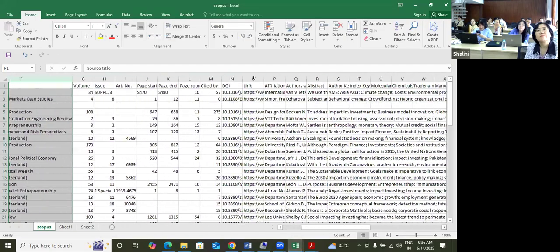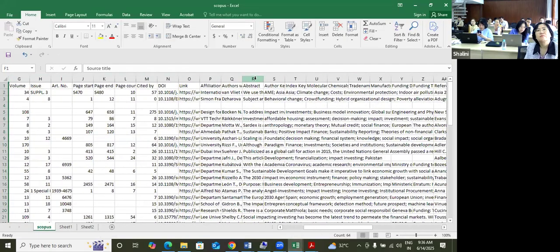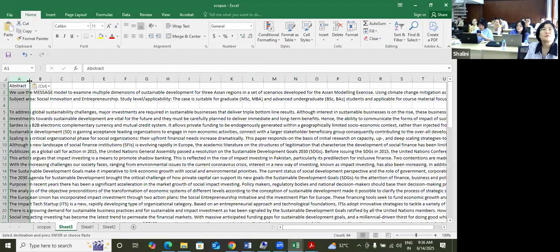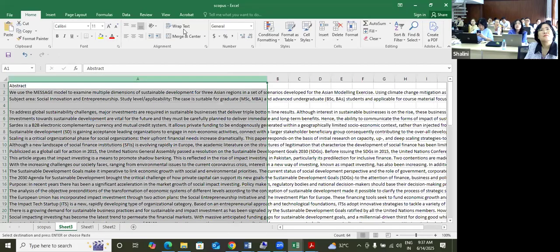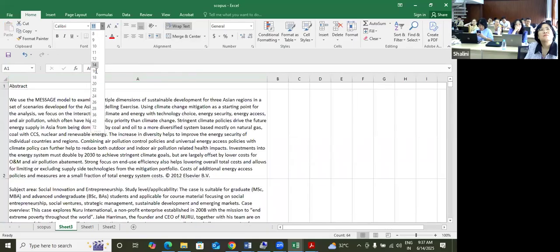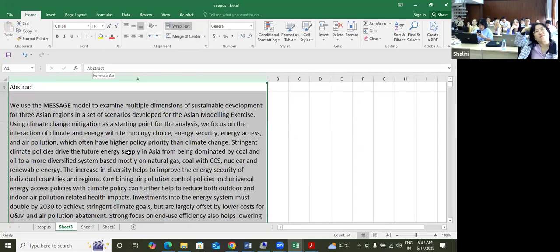Let me tell you where the abstract is. You just click onto the abstract here and you put it here. Then increase the font size. So we have got the abstract. Now start reading the abstract, right?